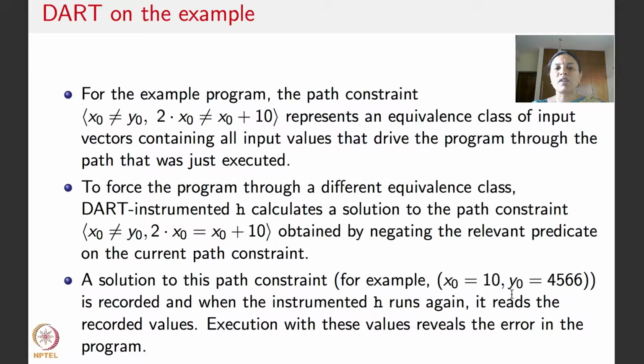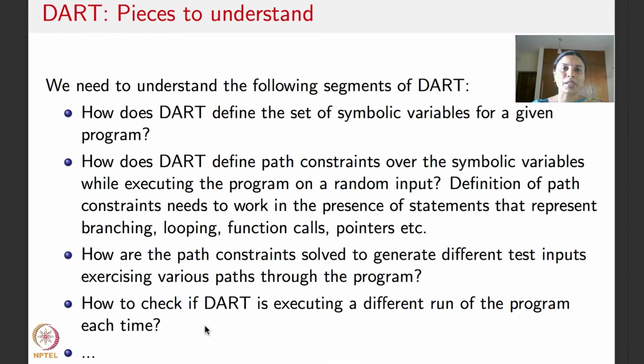The constraint solver could give a value something like this. Let's say x naught is 10, y naught is something. And now it will check x naught is not equal to y naught, correct? 2x naught is x naught plus 10, both conditions pass. So which means what? Both ifs pass, the program has reached the error statement. This is how Dart goes about systematically exploring neighboring program paths. And in the process, if it reaches an error statement, it stops and says, I have found the error in the program. So that was Dart through an example.